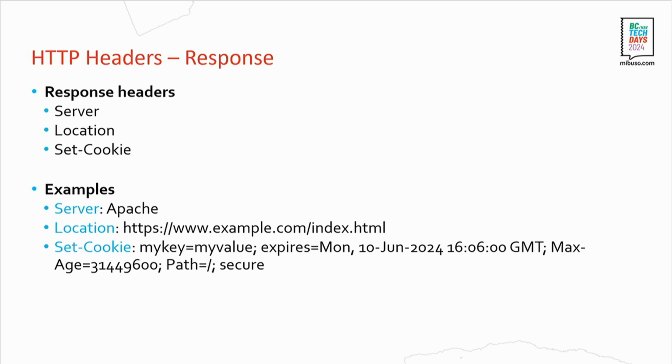But we also see the location header, for example, in Business Central APIs, when we call a bound action. It could return a location header where we can find the updated record that was created with the bound action.